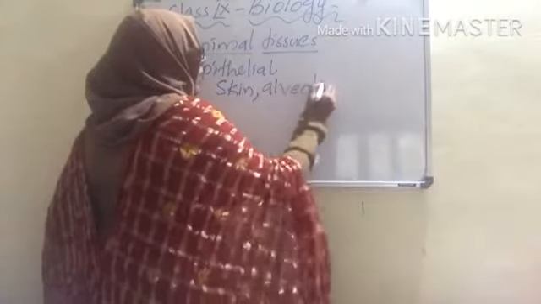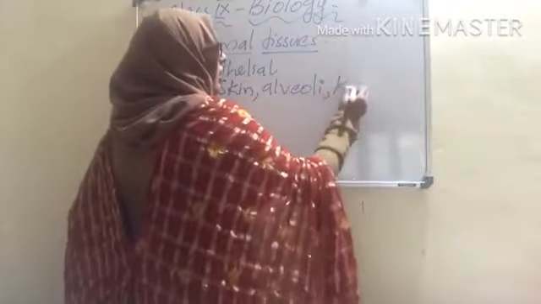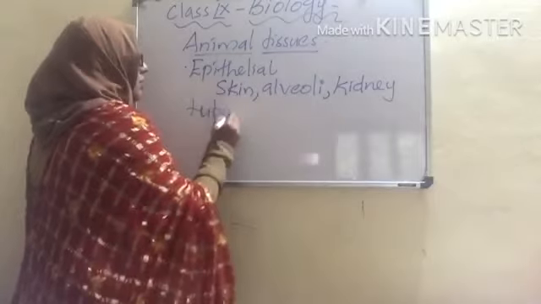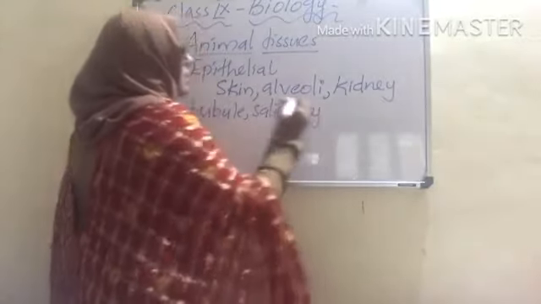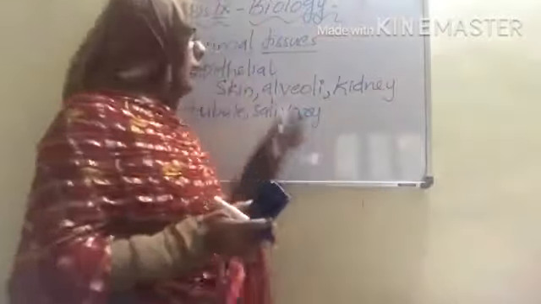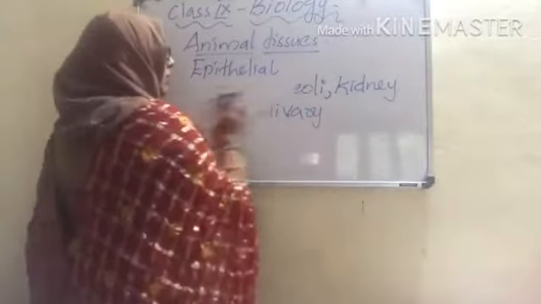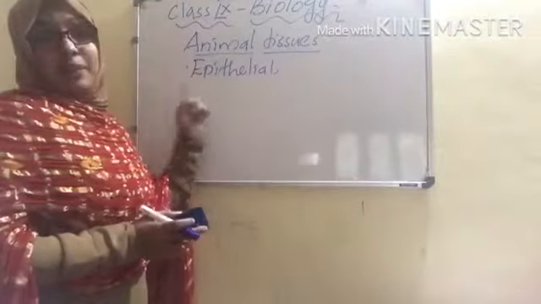What is alveoli? Which is seen inside the lungs. Then kidney tubules. Then salivary ducts, esophagus, respiratory tract. Many are there. We are going to see each one, and blood vessels also are there. So each example, we are going to see by categorizing the types of epithelial tissue.